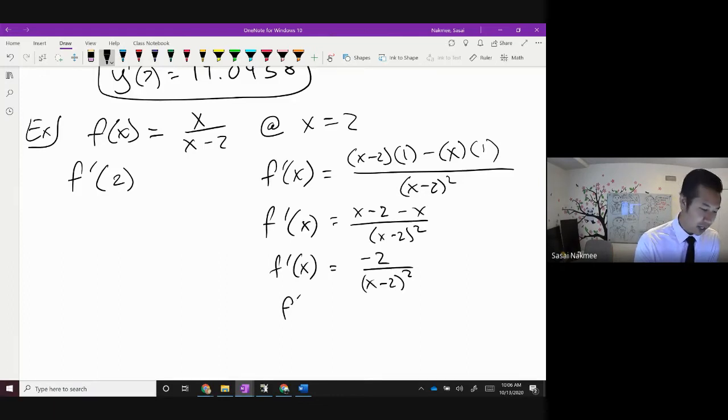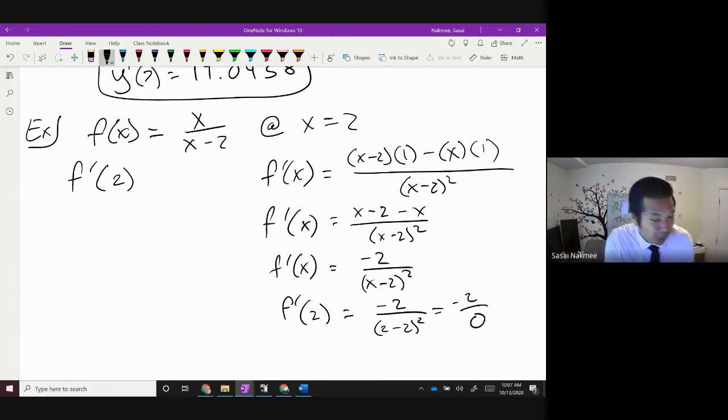And if I try to evaluate this derivative there, what do you guys notice at x equals 2? You end up with negative 2 over 0, which means the derivative is not defined at x equals 2. And that's a big deal, by the way.